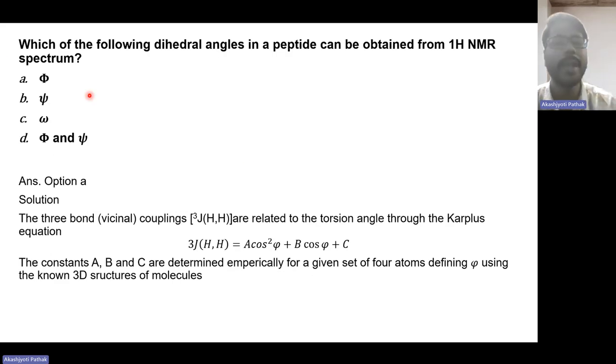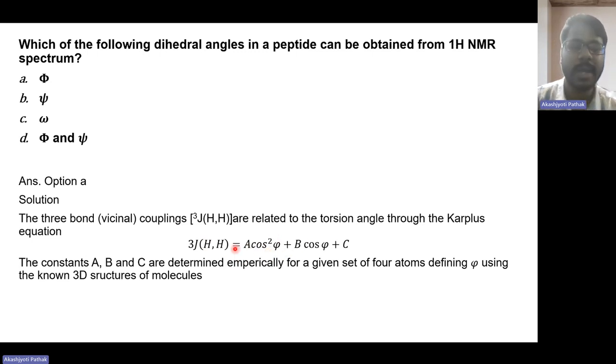Now try to answer this question. Which of the following dihedral angles in a peptide can be obtained from a proton NMR spectrum? Just now we were discussing J coupling. The J coupling value also depends on the conformation of the protein. Why does it depend? Because the J value depends on the phi dihedral angle. The J coupling is related to the phi dihedral angle by this formula, known as the Karplus equation: J = A cos square phi plus B cos phi plus C. Once you know the J coupling, you can get the dihedral angles.